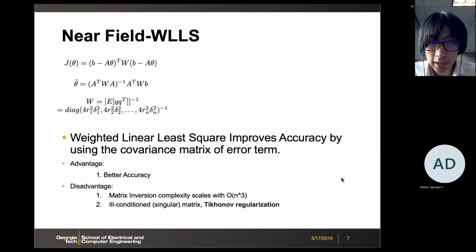The second method is called weighted linear least square. It has better accuracy because it takes into consideration a weighting factor that is in the form of the inverse of the cross-correlation matrix of the error matrix. The advantage is that it has better accuracy, but the disadvantage is that the matrix inversion has a higher complexity.